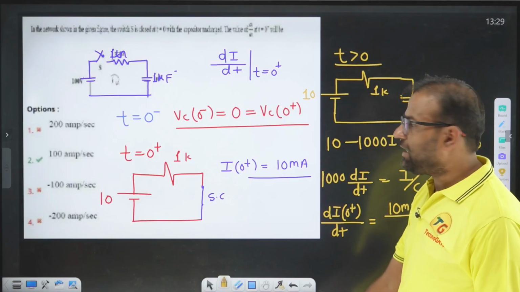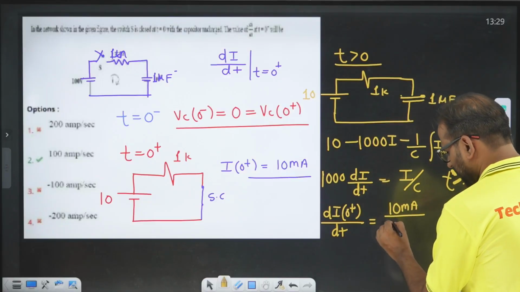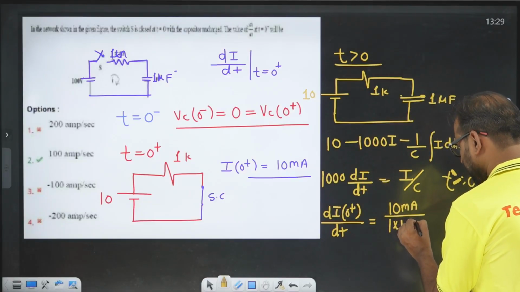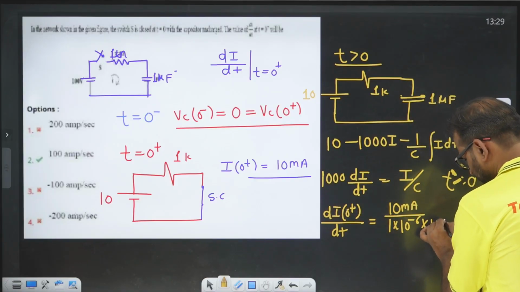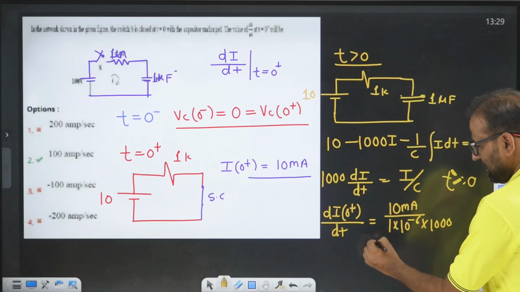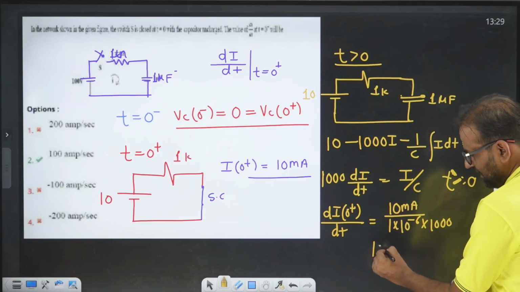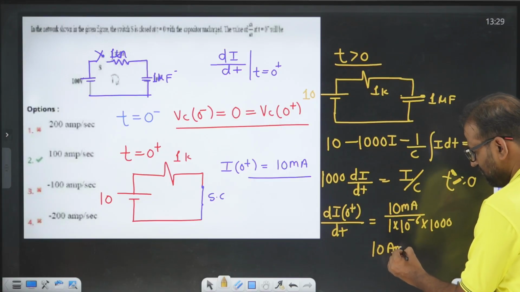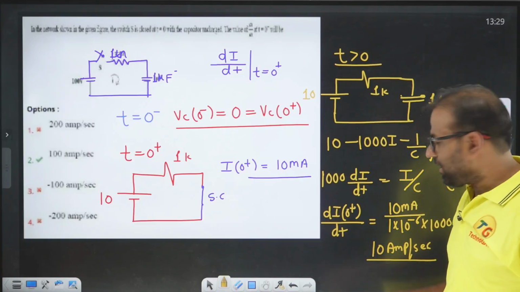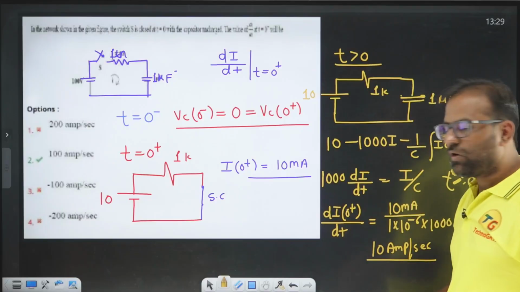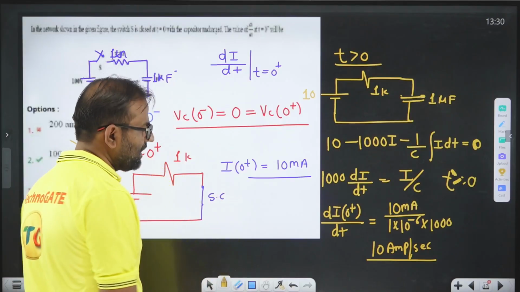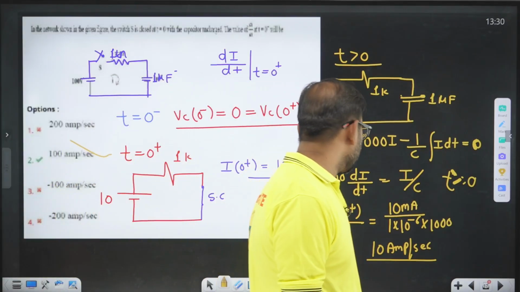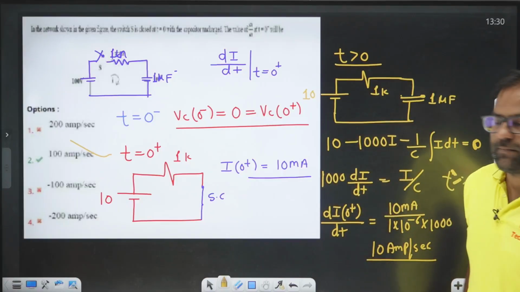What is the value of C? The value of C is 1 microfarad, 1 into 10 raised to the power minus 6, divided by how much? 1000. So this is 10 raised to the power minus 3, cancel. This is 10 ampere per second. Why is it ampere per second? Because the unit of I is ampere and the unit of t is second. So 10 ampere per second is the correct option here. It's not 100, it's 10 ampere per second. I hope this is clear.